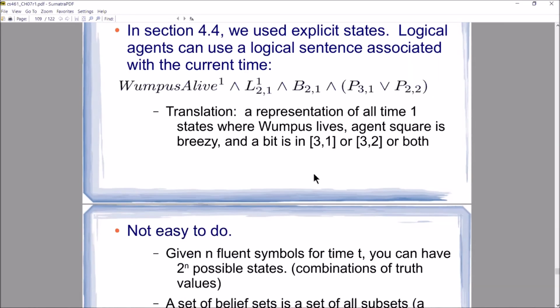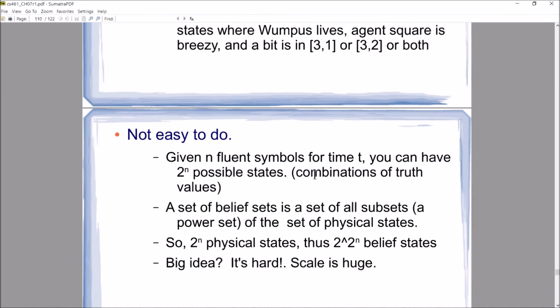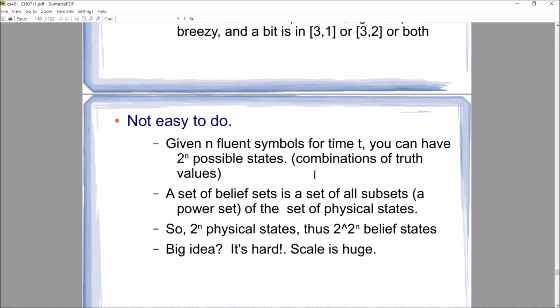Okay, so now as it turns out, computationally, this is not very easy to do. If you've got n fluent symbols for some time or turn or slice, t, you could have 2 to the n possible states. Each one of those states is going to represent a combination of truth values that you're assigning to your symbols. So the set of belief states is going to be huge, because it's a set of all of the subsets of the set of physical states, right? So this could be ginormous.